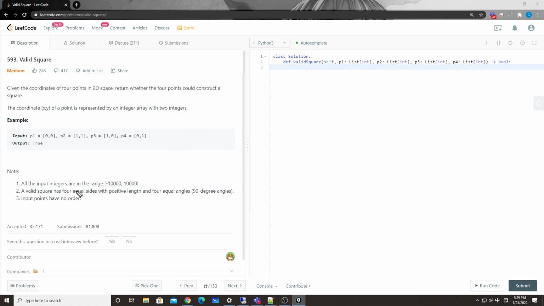And the square's edges don't have to be vertical and horizontal, right? So for example, let's say we have coordinates x and y here. We all know this is a square, but this is also a square, right? So basically that's the tricky part of this problem.